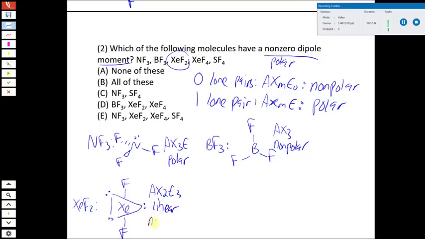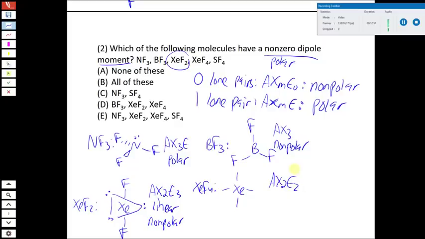Okay, so anything that's linear would be nonpolar. The linear geometries being AX2 and AX2E3. So that's nonpolar. And then we have XeF4. This one is one that's not as obvious, but this one ends up being square planar. So if we draw a square of 4 atoms, this is AX2E2.